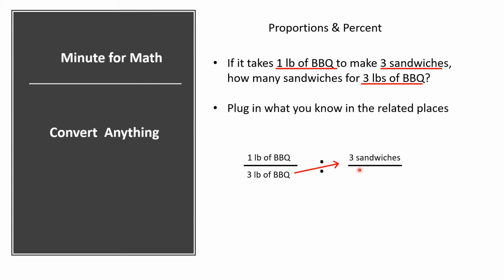You just cross multiply. 3 pounds times 3 equals what? 9. Divide by 1. And that gives you your answer. 9 sandwiches. Now that's pretty simple, but it works with complex problems too. That's what makes it so great. You take any problem, no matter how complex it is, if you got enough information and you learn how to plug it in the right place with your common units of measure, you can figure anything out.